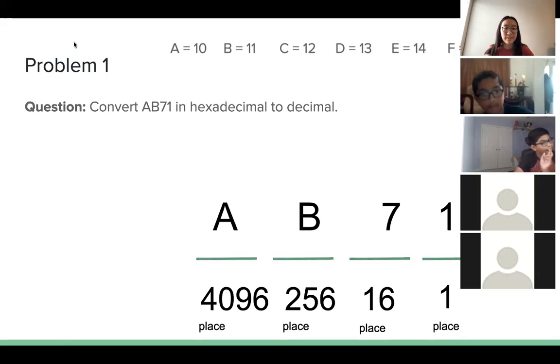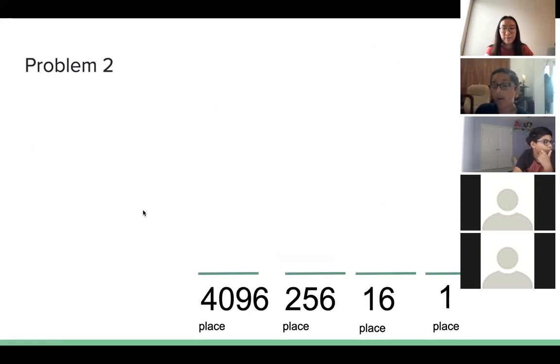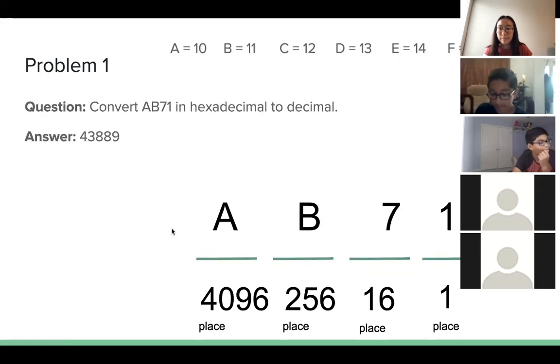Actually, Jivitesh is correct. The answer here is 43,889. I don't know if I did the correct thing, but because A was 10, I did 4,096 times 10, then 256 times 11, and 16 times 7, and then 1 times 1. And then I added all the answers together. No, that's exactly what you're supposed to do. That's perfect. I did the right thing, but then I accidentally multiplied one of the numbers with the other. I see. Well, that's probably why you got such a huge number then.